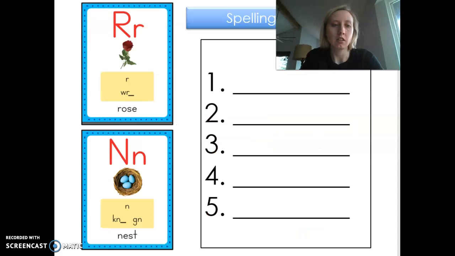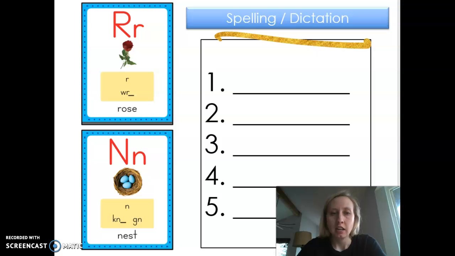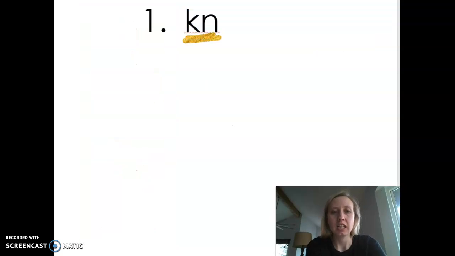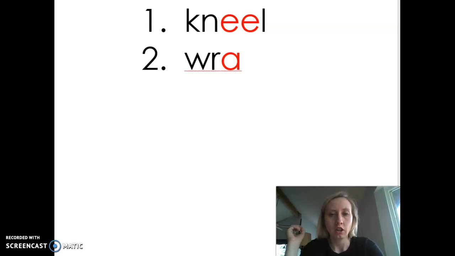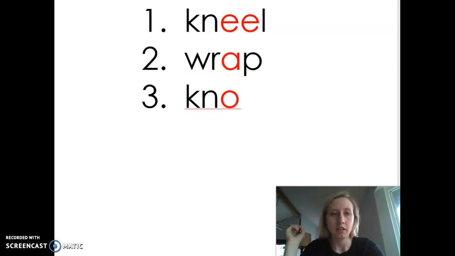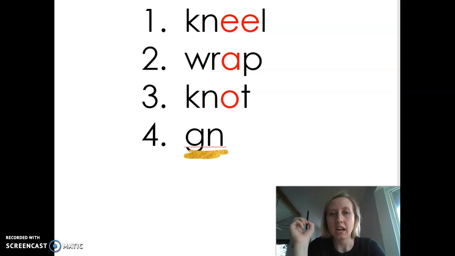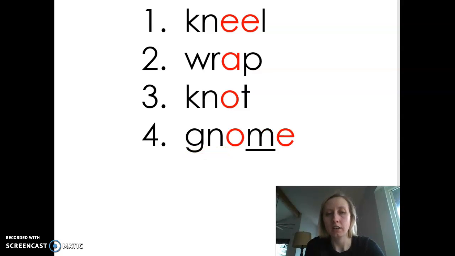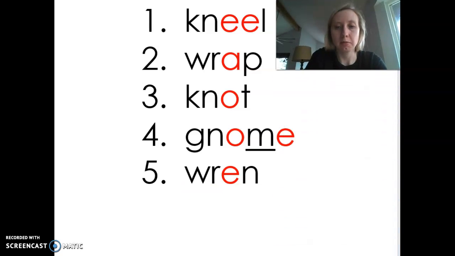Kneel. Okay. So here are, once again, you'll do your spelling on the computer today, or you can do it in a worksheet, or you can do both. Okay, so let's read some of these. Knee. Kneel. Wrap. Oh, whoops. Not. Now this is the trickiest one. Gnome. Wren. A wren is a bird.